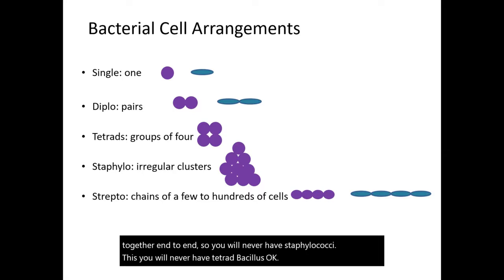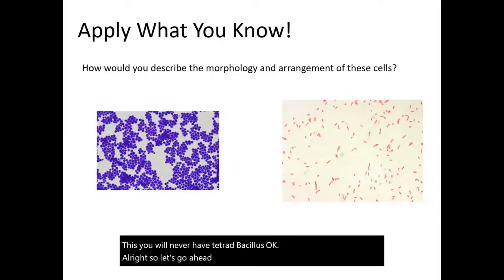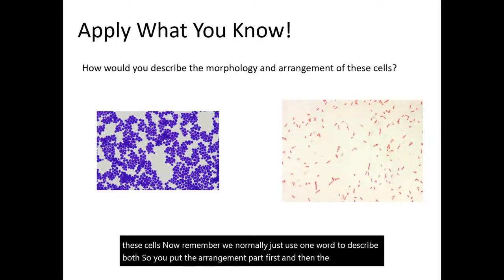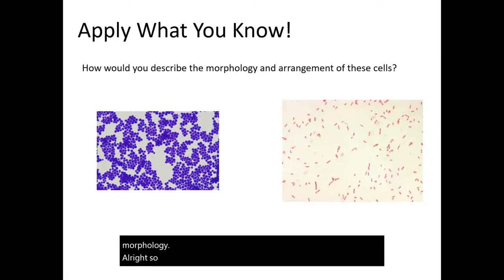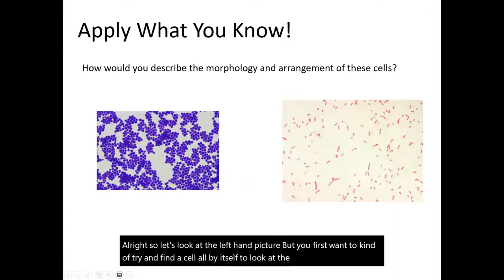Okay. All right, so let's go ahead and practice on our own. I recommend you pause the video and describe the morphology and arrangement of these cells. Now remember, we normally just use one word to describe both. So you put the arrangement part first and then the morphology. All right, so let's look at the left-hand picture. So you first want to kind of try and find a cell all by itself to look at the morphology or shape.